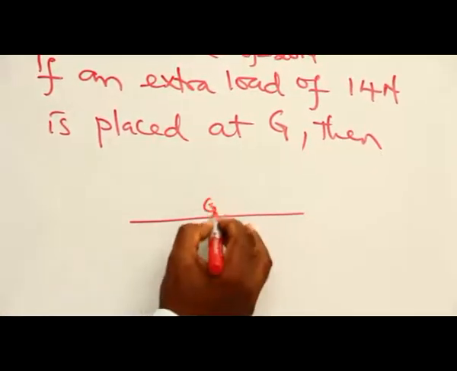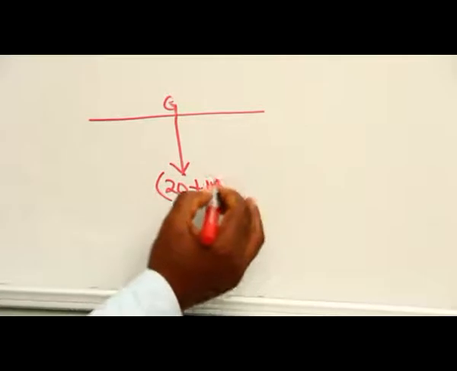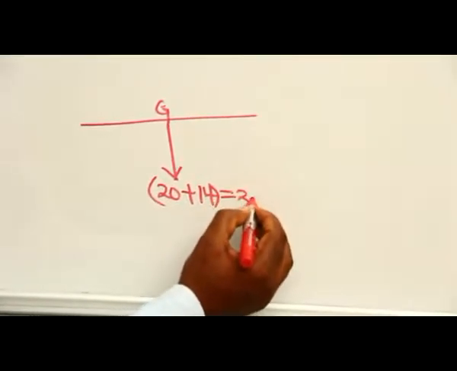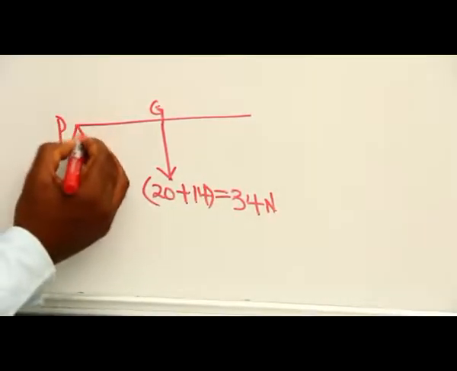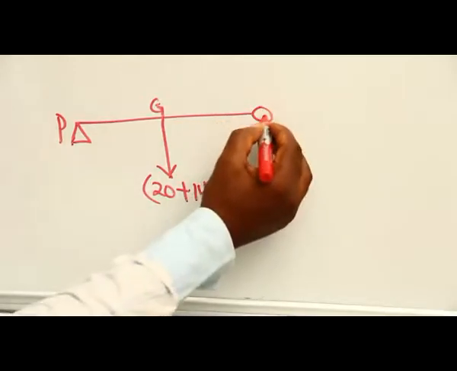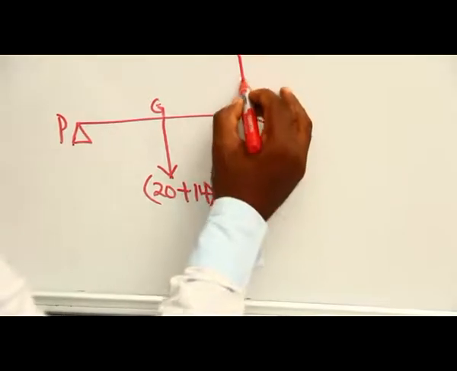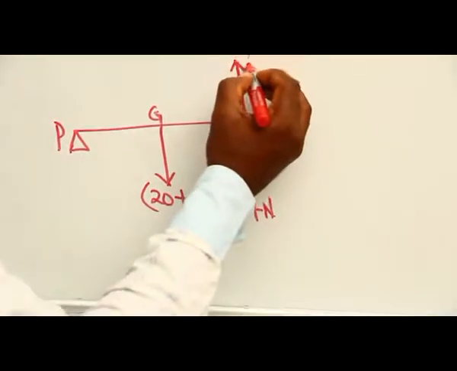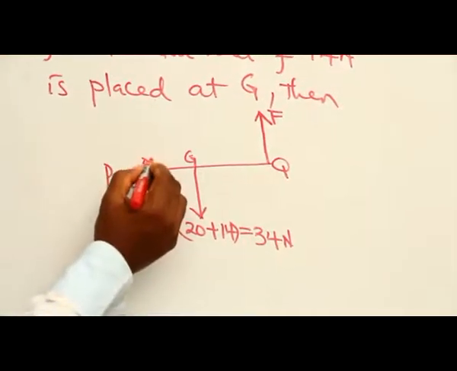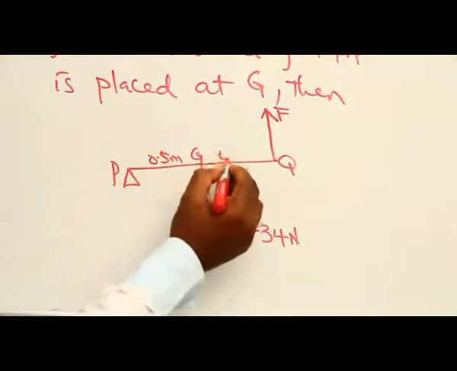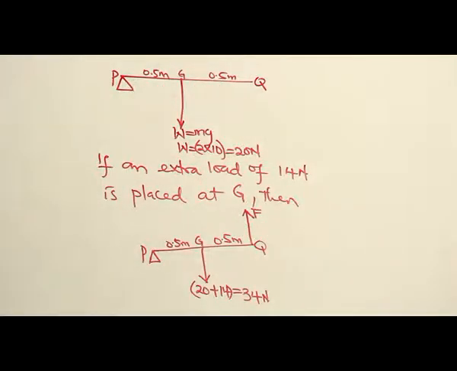This is the center of gravity. Here becomes 20 plus 14, giving us a total load of 34 newtons here. Here is P. This is the support. Here is Q. Then the question is for us to get the value of the upward force at this end that will make the rod balance horizontally. Let's put our dimension 0.5 meters from the diagram above.